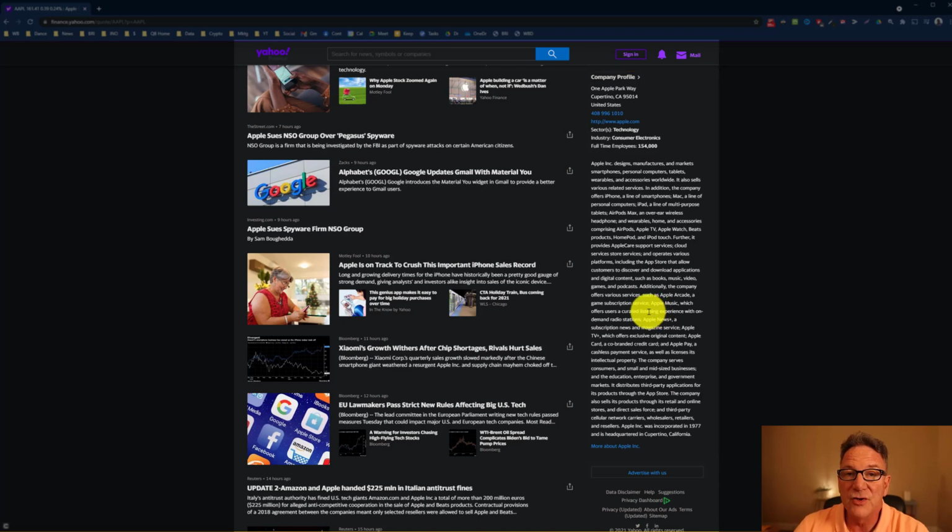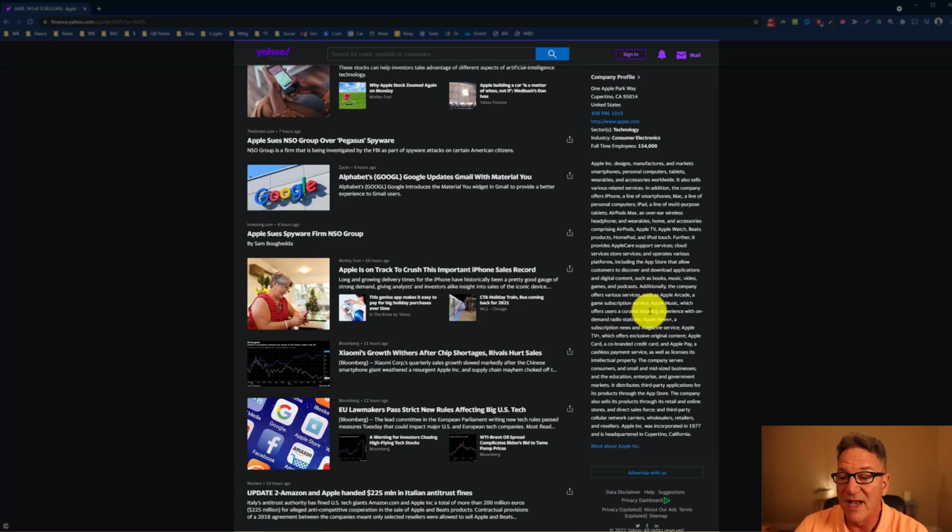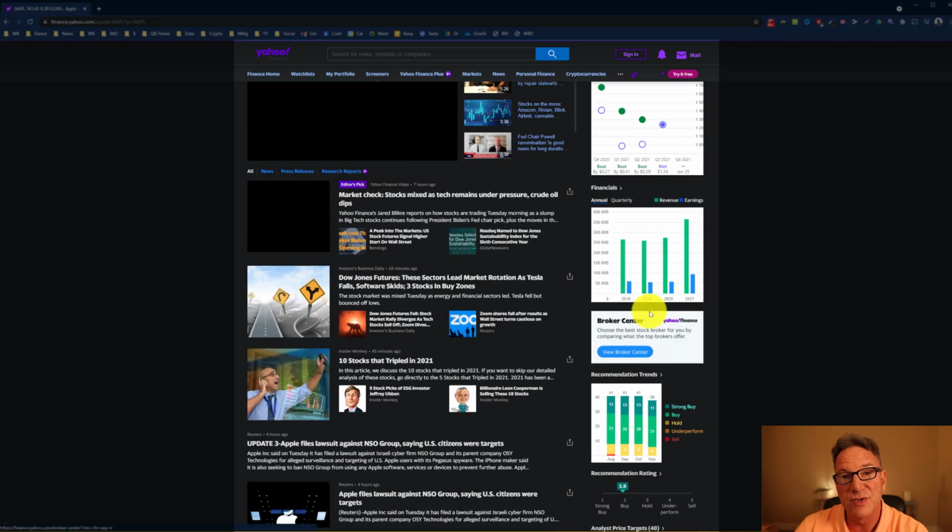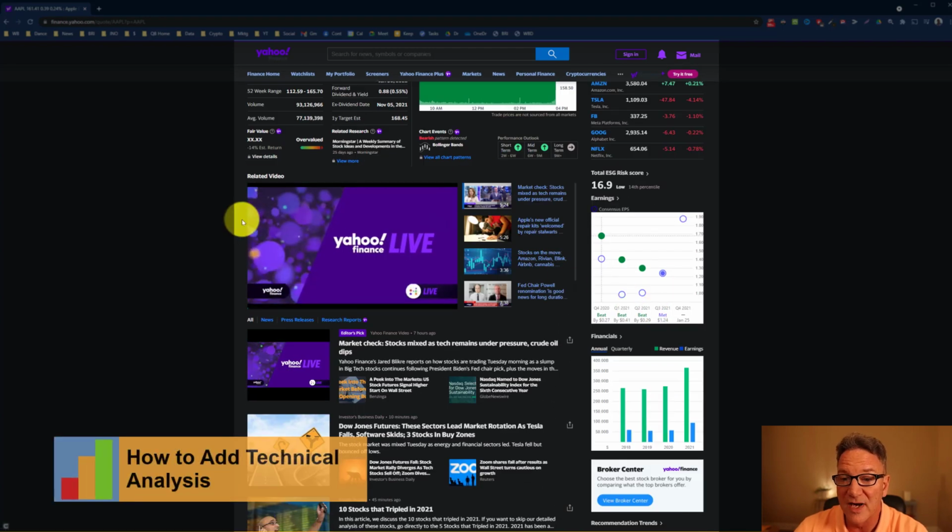So fundamentally, it looks like Apple is really giving positive signs. So what about from a technical perspective, which is looking at the chart and the price action?